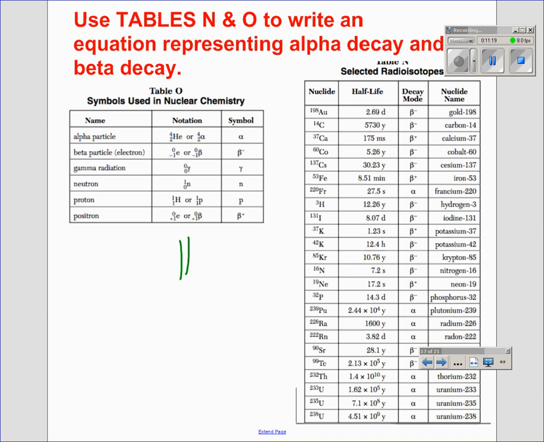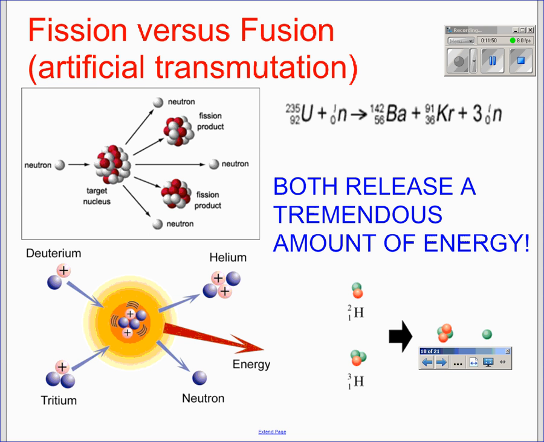Most of the answers to nuclear chemistry are either on Table O or on Table N. Notice on Table N, they have a list of nuclides. They have half-life and decay mode. Decay mode is whether it releases an alpha or beta particle, or radiation, when it undergoes decay.